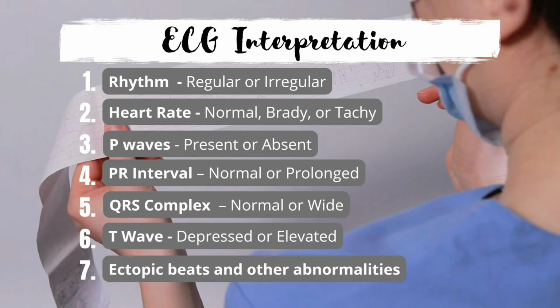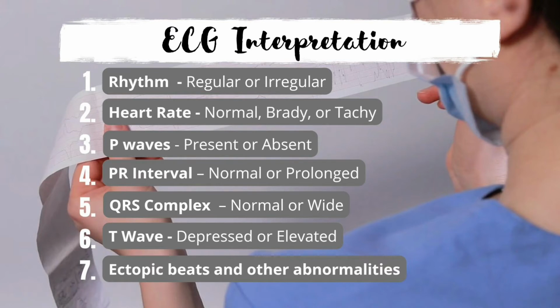Fourth, measure the PR interval, which is 0.12 to 0.20 seconds. Is it normal or prolonged? Fifth, measure the QRS complex, which is 0.06 to 0.12 seconds. Is it normal or wide? Sixth, examine the T waves. Is it depressed or elevated? Seventh, check for any ectopic beats and other abnormalities.